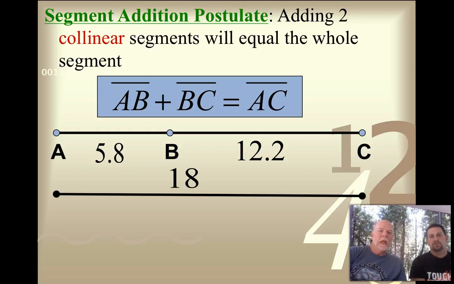So altogether that adds up to 18. The 5 and the 12 is 17. 0.8 plus 0.2 is another 1, so we add that 1 to it and get 18 for a total.